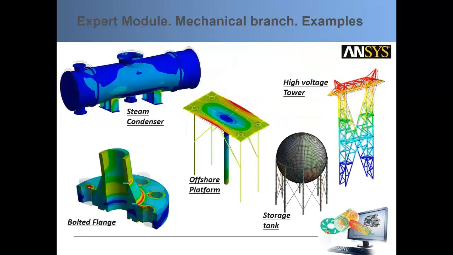In the mechanical branch, ANSYS is a general-purpose FEM software, and FEM techniques are valid for many different types of industries: aerospace, automotive, oil and gas, nuclear power plants, to name but a few. Here you can see structures of different industries analyzed using ANSYS: a steam condenser, a bolted flange, an offshore platform, a storage tank, and a high voltage tower. These examples are solved in the expert module of the mechanical branch.